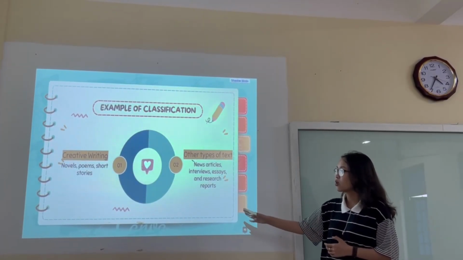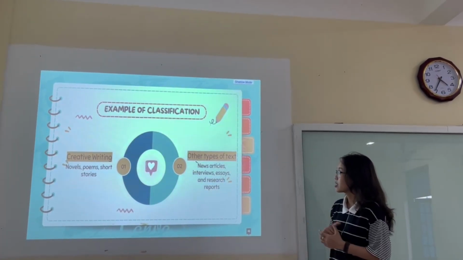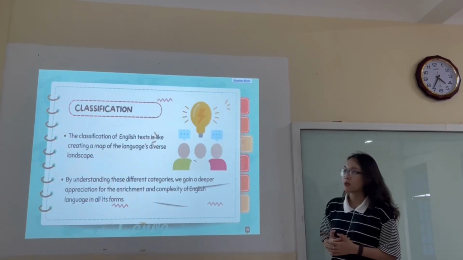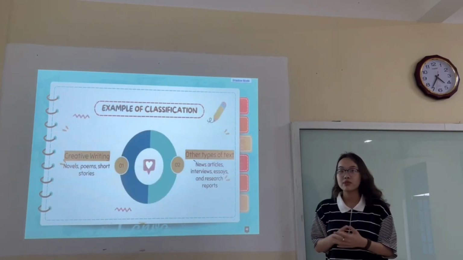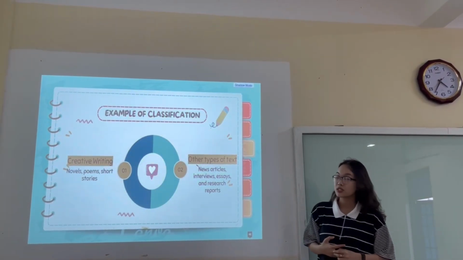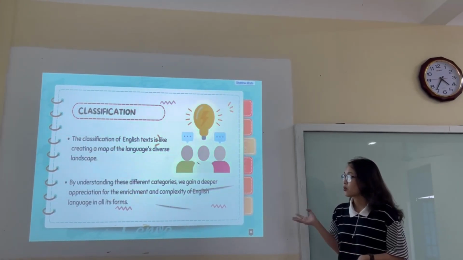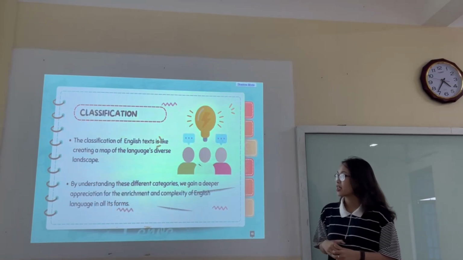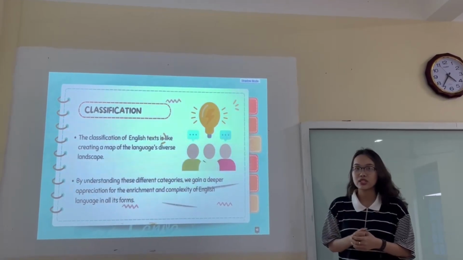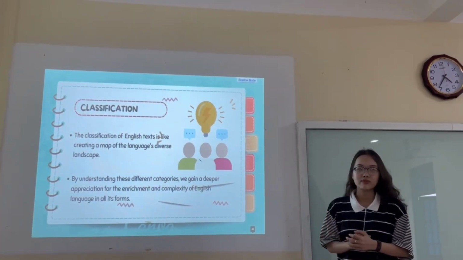For instance, texts like a novel, poem, or short story belong to creative writing, while other types of text like a news article, interview, essay, and research report serve different purposes and fall under separate categories. In short, the classification of English text is like creating a map of the language's diverse landscape. By understanding these different categories, we can gain a deeper appreciation for the richness and complexity of the English language in all of its forms.